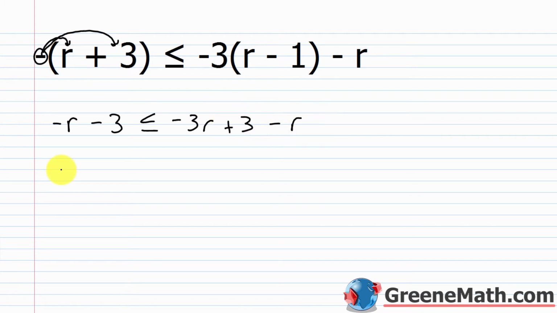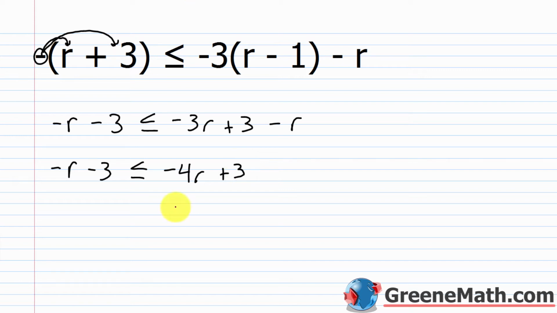All right, so let's continue simplifying. On the left, I have negative r minus 3, and this is less than or equal to. On the right, I have negative 3r minus r. I can combine those like terms. That'll give me negative 4r, and then plus 3. And now I want to move all the variable terms to one side and have the numbers on the other.